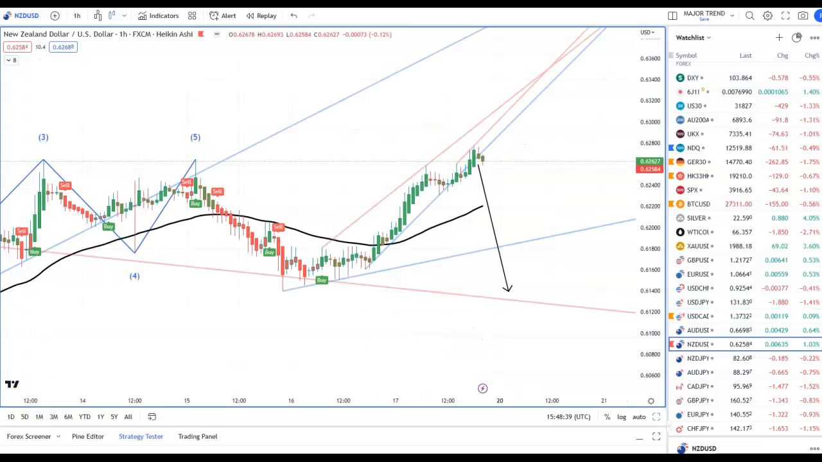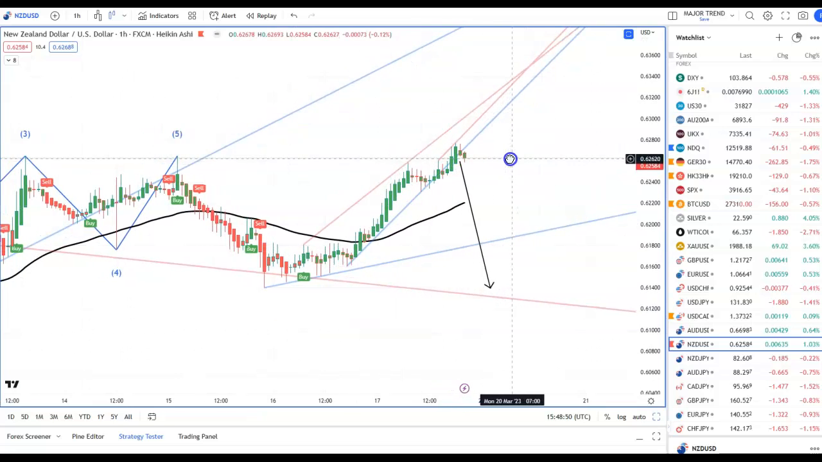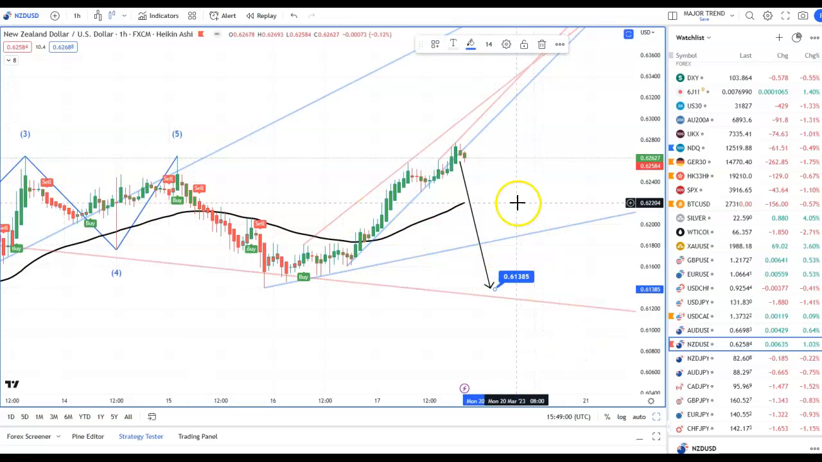This is the Kiwi, wave 5, 3 and a 5, and this is or was an ABC pattern. There was an A and there was a B. The price actually has moved up above the 5, just about, but this is acting as resistance now, so the price is highly likely to fall on Monday and head for 61.38.